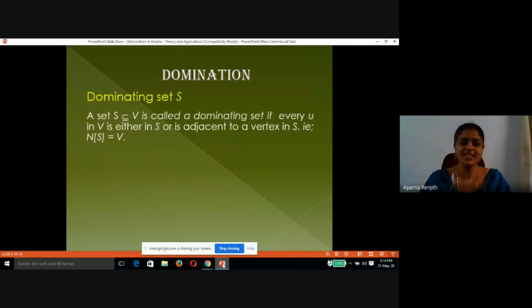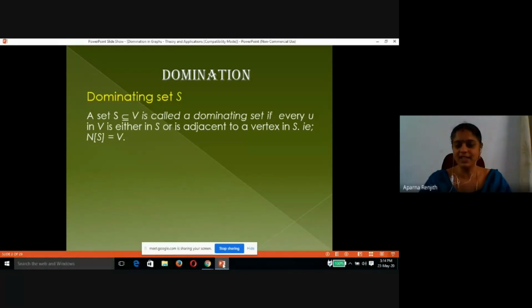A subset S of vertex set V is called a dominating set if every vertex u in V is either a member of S or is adjacent to a vertex in S. In short, the closed neighborhood of S is V.